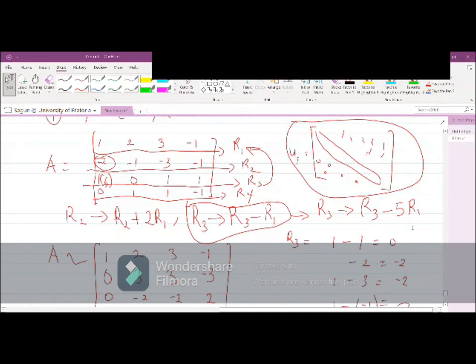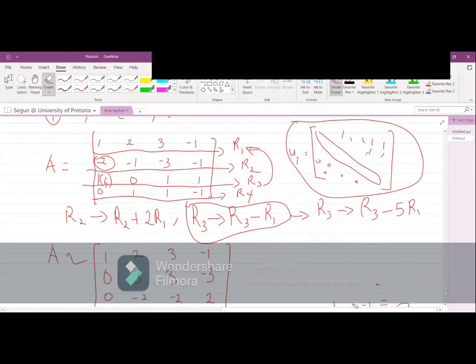Okay, look at it. I'm just giving an example. Let me say something to the person that asked the question. Assume that in row 3 the first number there is 7. Assuming that 5 is 7, so our row 3 will now be R3 minus 7 into R1.